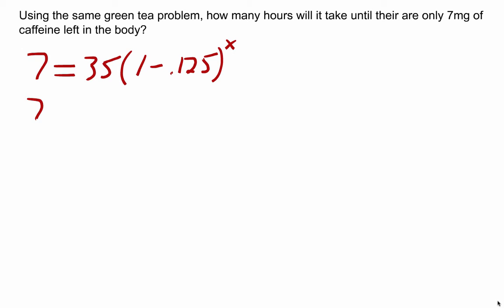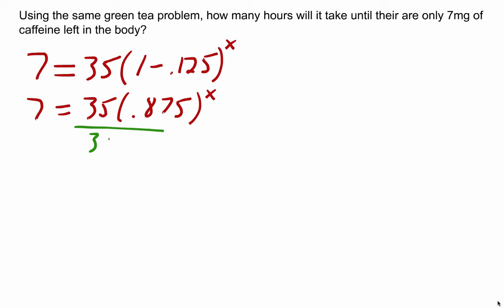So we have 7 equals 35 times 0.875 to the x. And now we're going to divide by 35.